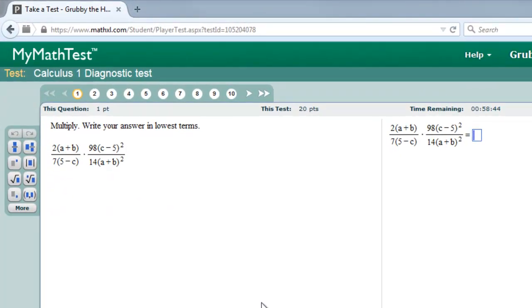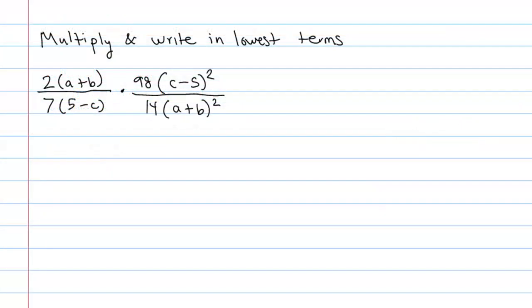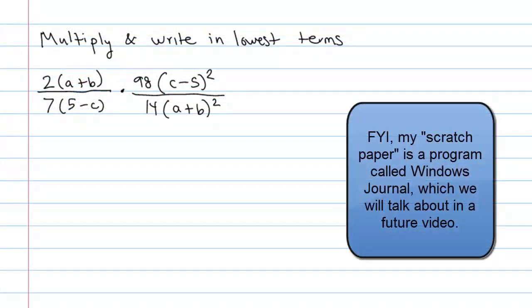So problem 1, multiply and write your answer in lowest terms. So I'm going to do some work on scratch paper. Alright, if we jump over to our scratch paper, we see that the problem is to multiply and write in lowest terms the product 2a plus b over 7 times 5 minus c times 98 times c minus 5 squared over 14 times a plus b squared.